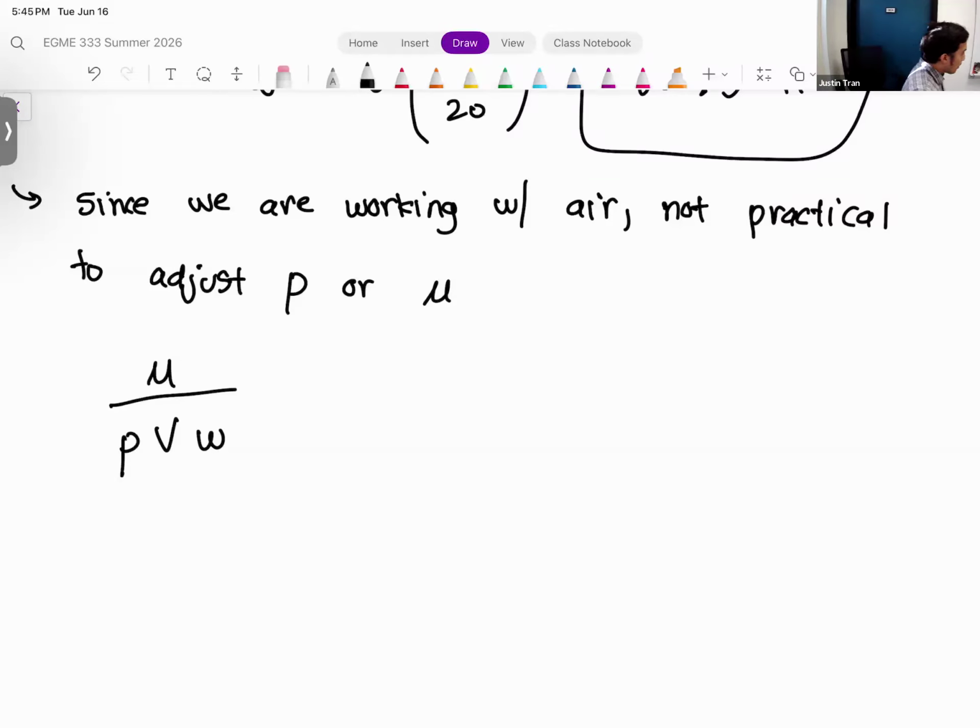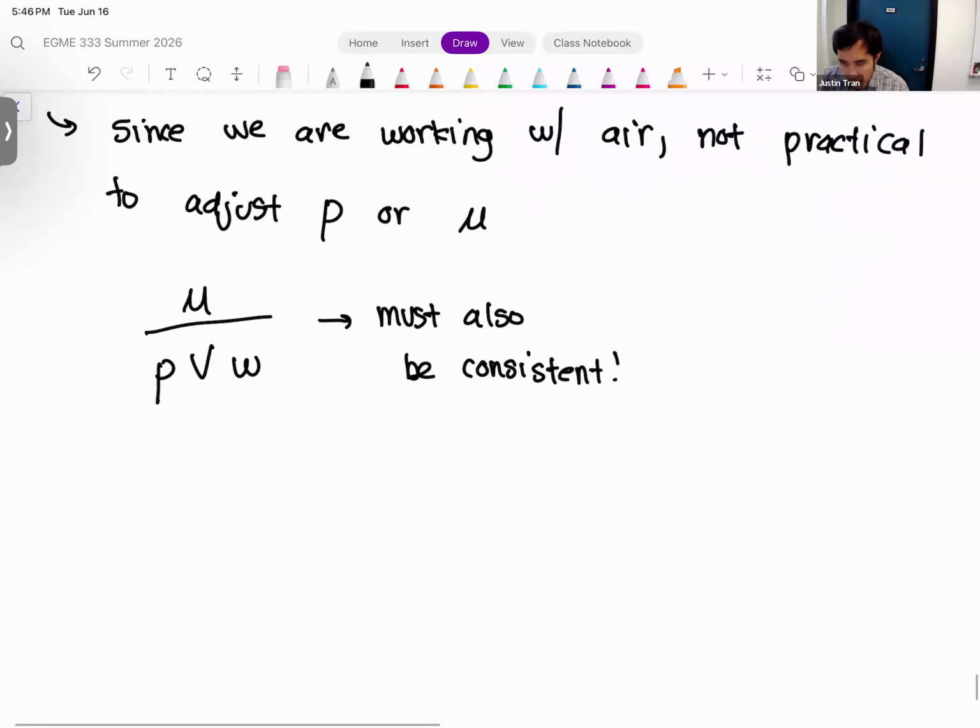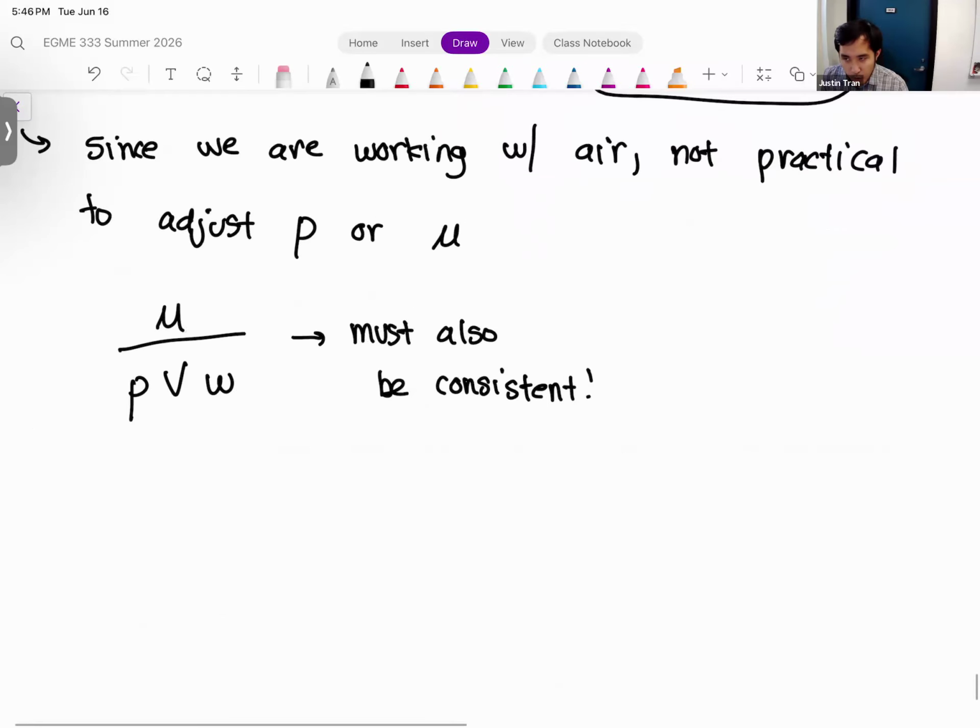Okay, so this was our other pi term. This was our other non-dimensional quantity. And so this also has to be consistent between the full-scale phenomenon and our experiment. So just like we did with the width, let's go ahead and set up an equality relationship between these two.